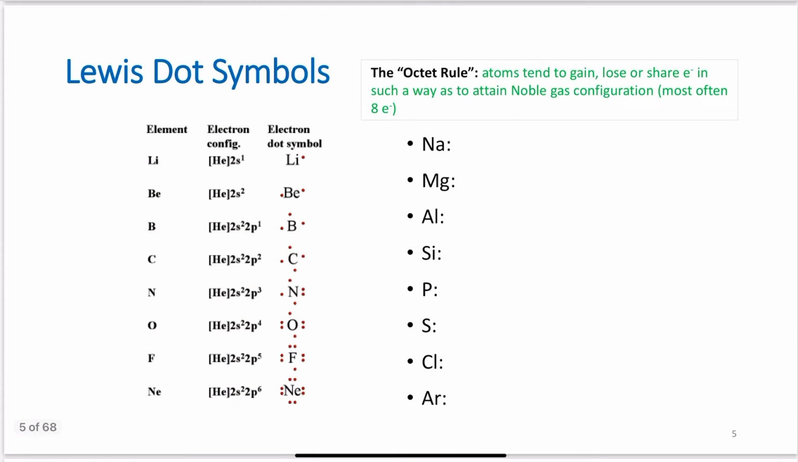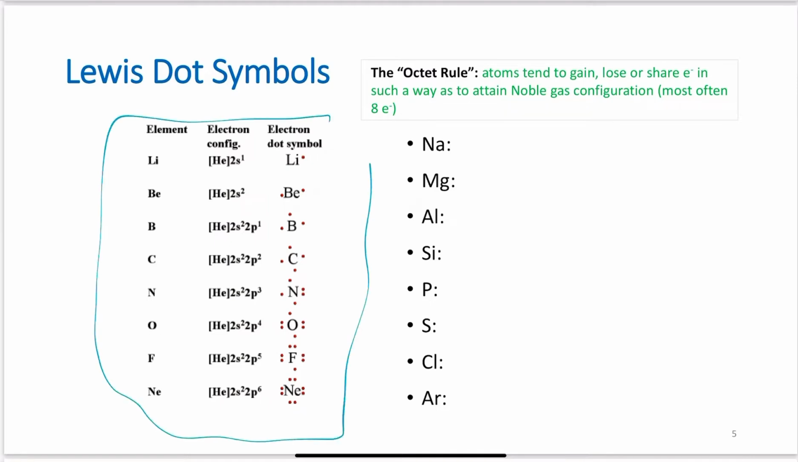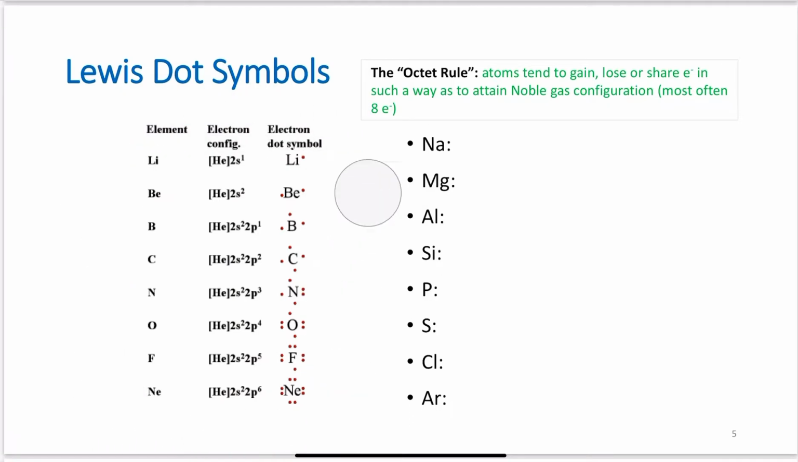Lewis dot symbols you may or may not remember from high school. Lewis dot symbols basically show us how many valence electrons an element has. So you can see here we've got a series of them listed for you already. We'll draw out the others in just a sec. To figure out your Lewis dot symbol, you need to find your valence electrons. How many valence electrons does it have?